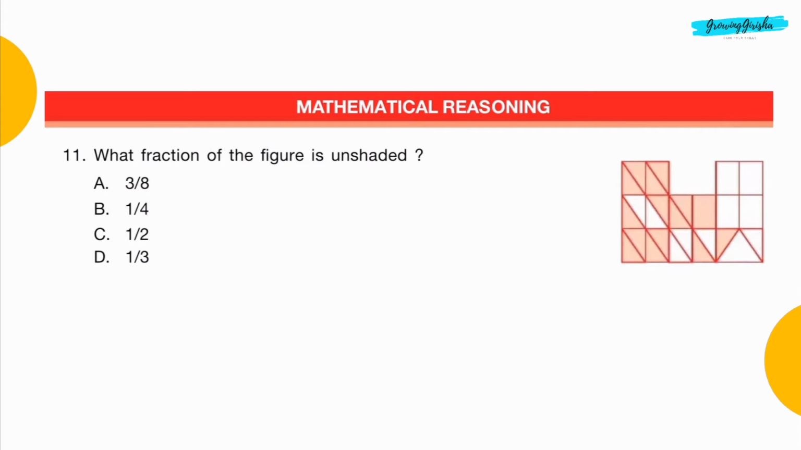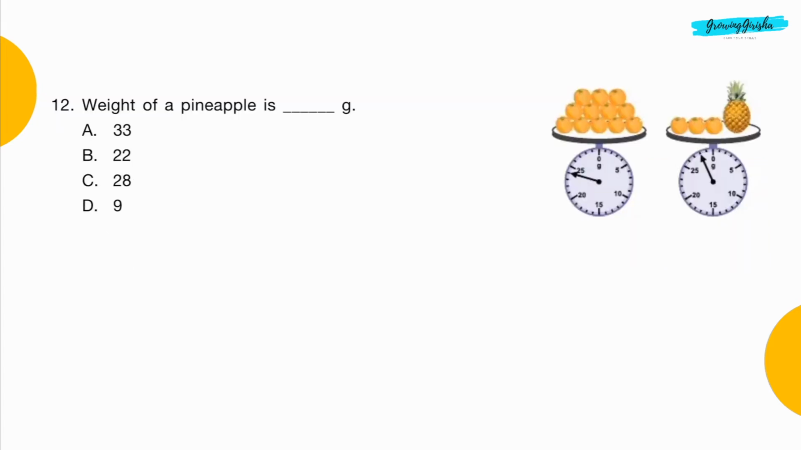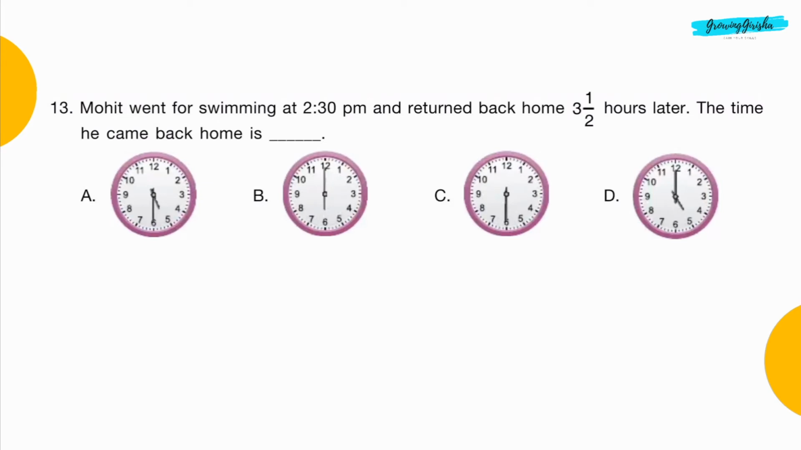Mathematical Reasoning. Question 11. What fraction of the figure is unshaded? Option C. 1/2. Question 12. Weight of a pineapple is dash gram. Option B. 22. Question 13. Mohit went for swimming at 2:30 p.m. and returned back home 3 1/2 hours later. The time he came back home is dash. Option B.